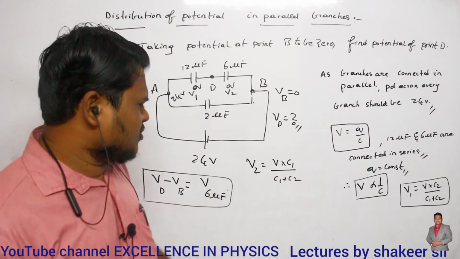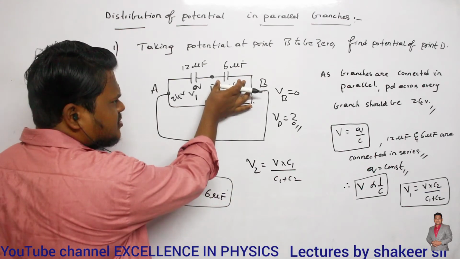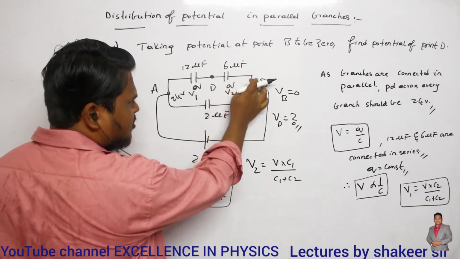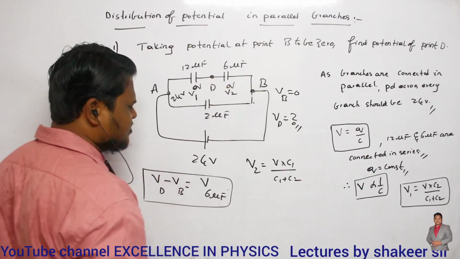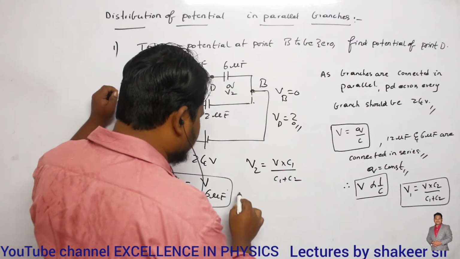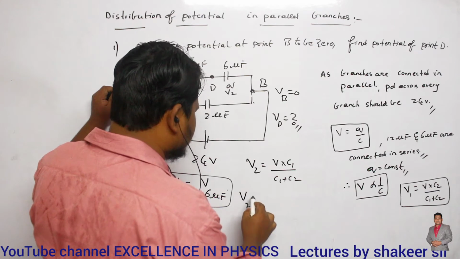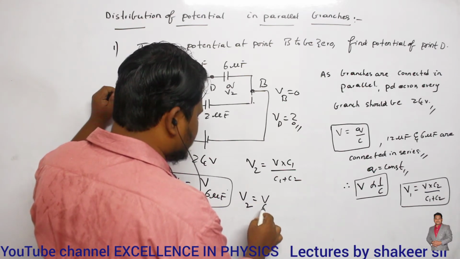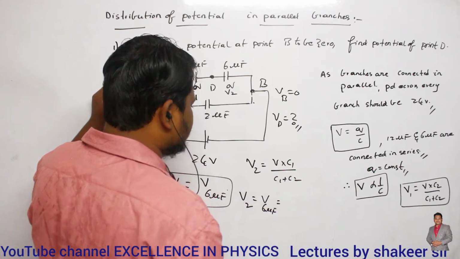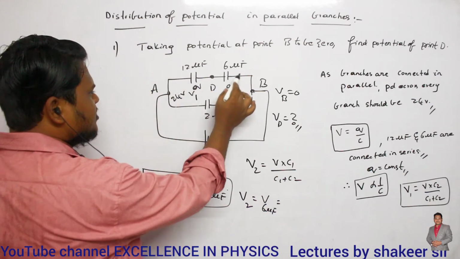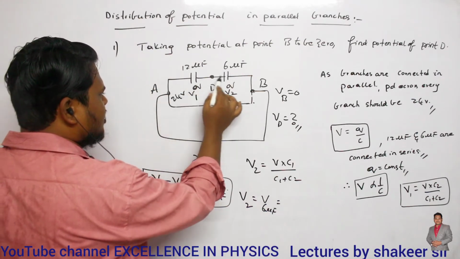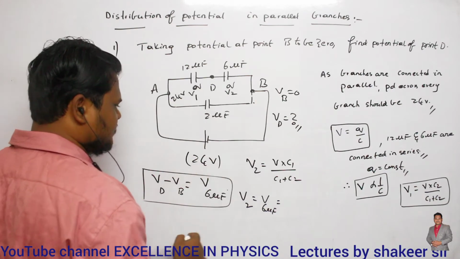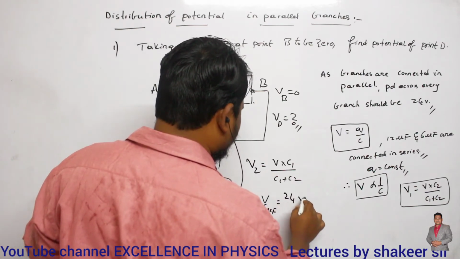Now, can't you calculate the potential difference across this capacitor? I can calculate the potential difference across the 6 microfarad capacitor, no? How can I calculate? Let us see. So V2 is nothing but the potential difference across the 6 microfarad capacitor, which is equal to, what is the total potential difference across this branch? Total potential difference is 24 volts. Clear? So 24 into C1.